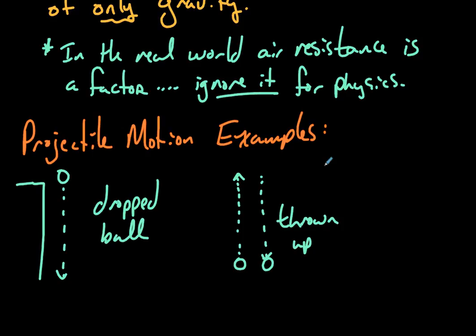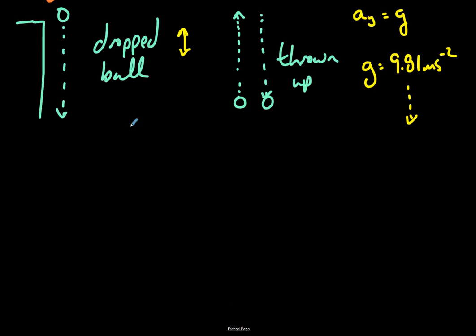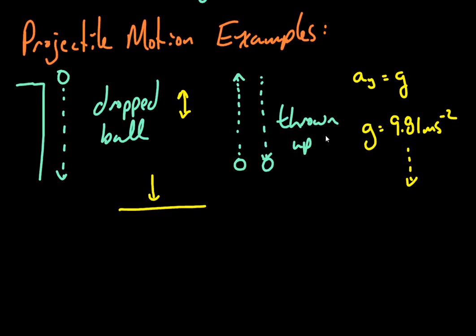And what links all projectile motion is the fact that the acceleration in the y-plane, the up-down y-plane, is always going to be equal to g. And of course g we take to be 9.81 meters per second squared towards the center of the Earth. So, seeing as how we're more or less on a flat plane because the Earth is so large, we just look at it like g acts straight down. Just to simplify our lives. So g acts straight down always.